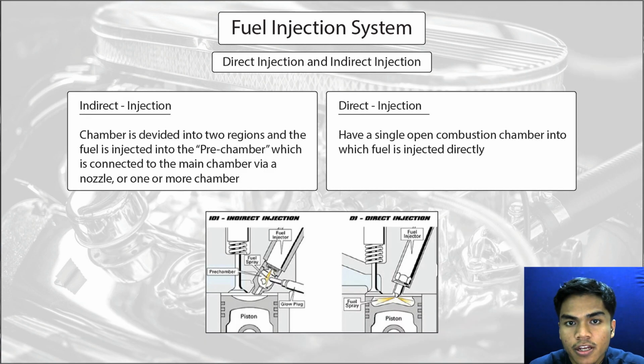Direct injection and indirect injection. What is the difference? In indirect injection, the chamber is divided into 2 regions and the fuel is injected into the pre-chamber, which is connected to the main chamber via a nozzle or one or more orifices. In direct injection, there is a single open combustion chamber into which fuel is injected directly.